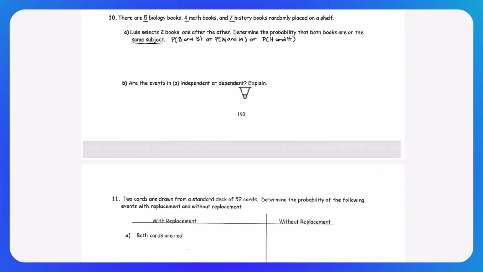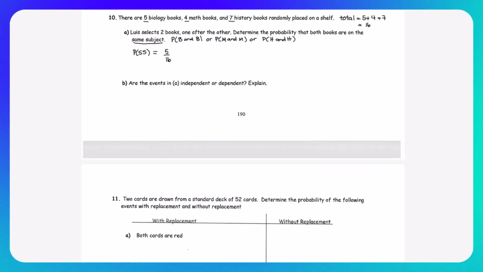The probability that we have the same subject for both books is going to equal, well, what's the probability of the first book being a biology book? There are 5 bio books. And how many books are on the shelf? The total books equals 5 plus 4 plus 7, which equals 16. So we have 16 books in total on the shelf.